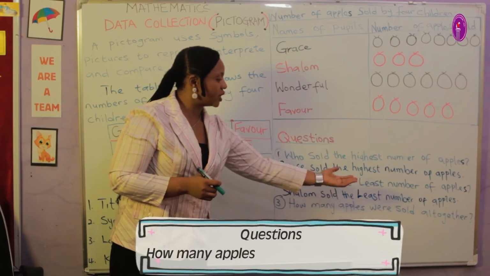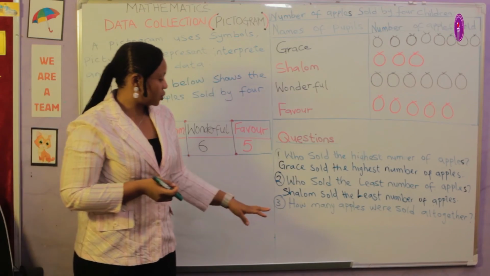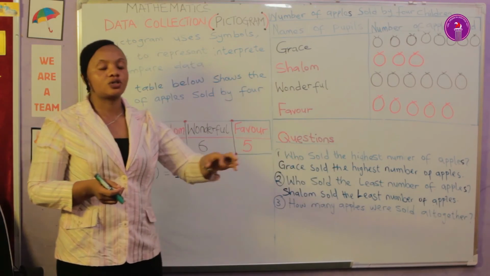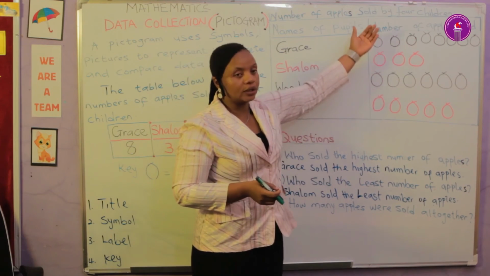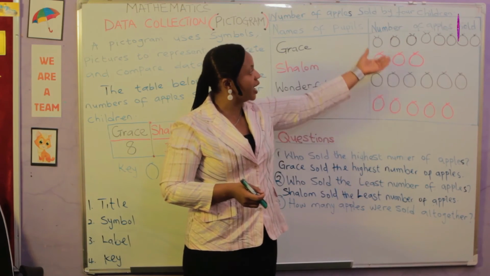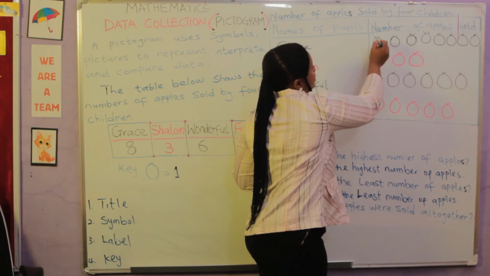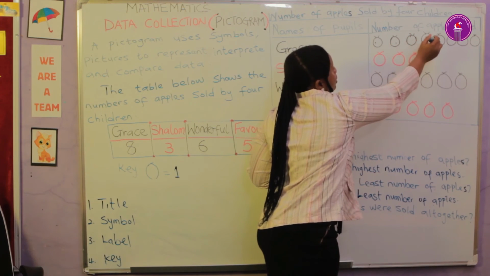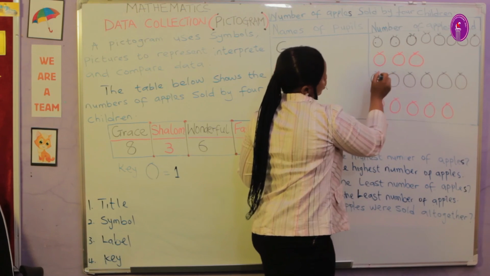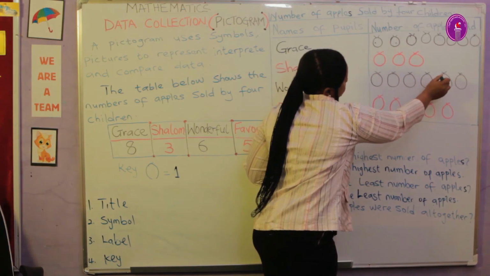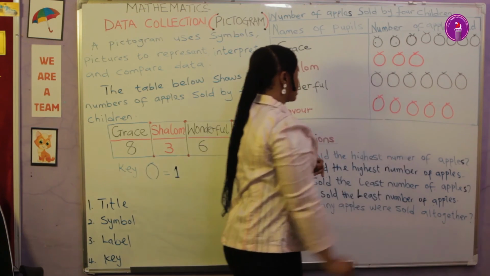Now, children, let's answer the last question. How many apples were sold all together? Now, to determine the number of apples that were sold altogether, we'll go back to our pictogram and we'll add up the total number of apples that were sold by each child. So we count 1, 2, 3, up to 21, and 22.